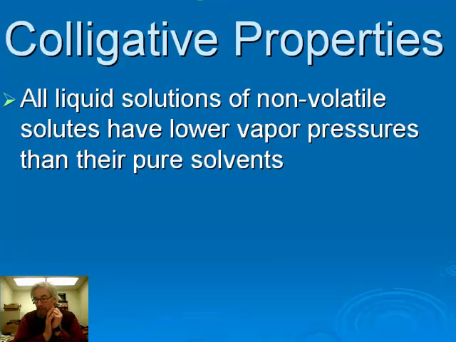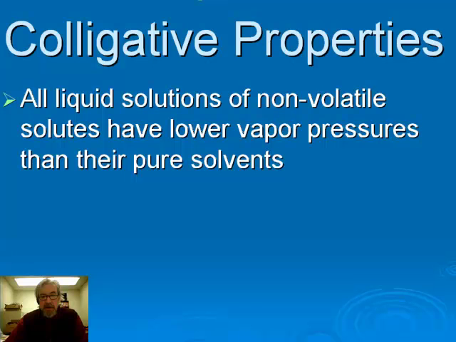Next, we're going to investigate some things that are called colligative properties. And the word colligative actually comes from word parts that mean depending on number. So these are properties that depend on the number of particles of solute that are present, not necessarily what the particles are. We're assuming that the particles of solute are attractive to the particles of solvent, otherwise the solution would not have formed. And because of that, all liquid solutions of non-volatile, that means not easily evaporating solutes, like solids, have lower vapor pressures than their pure solvents.